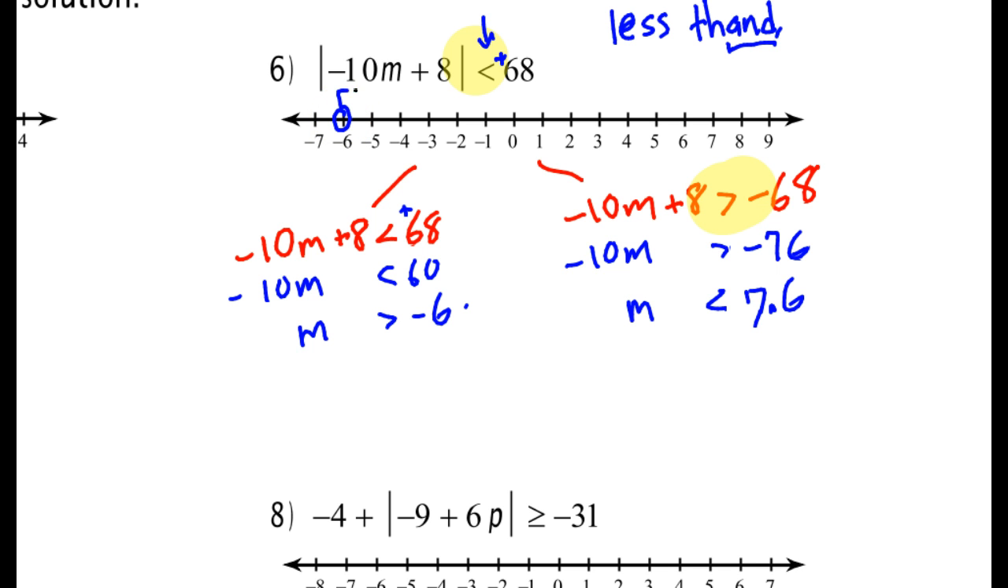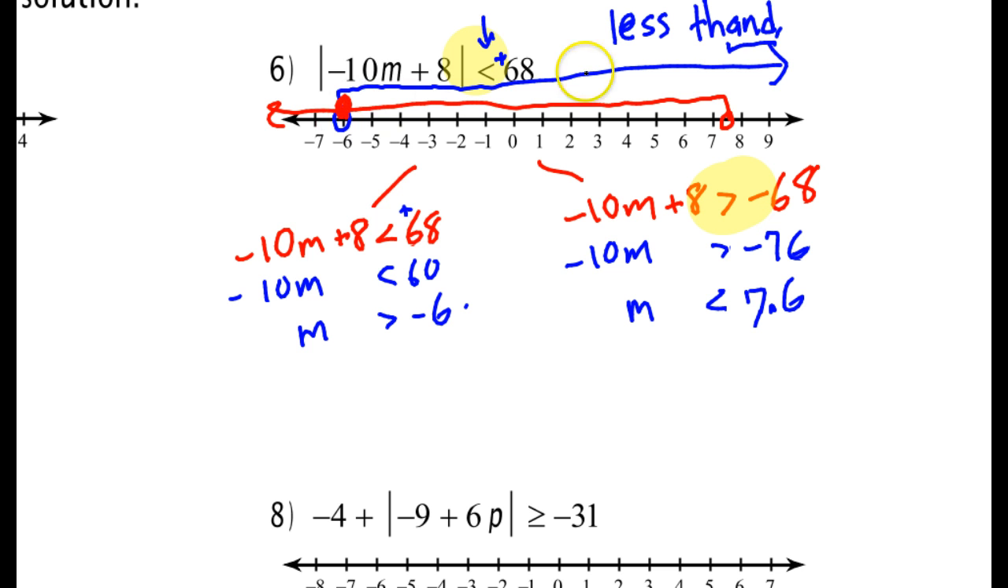So here's negative 6. It's going to the right. There's the first one. And then 7.6, that's over here. That's going to the left. Yeah, so they overlap. Well, the final answer is just going to be, yeah, these are connected. They'll be connected from negative 6 to 7.6.